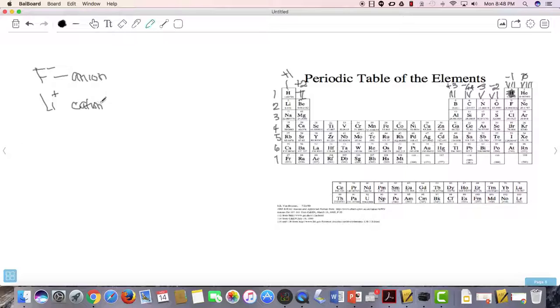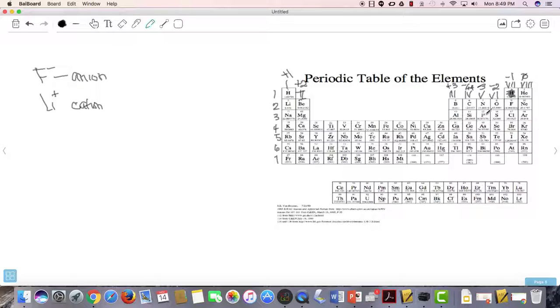So metals lose electrons to look like the noble gas that comes before it. Non-metals will gain electrons to look like the noble gas that comes after it. So let's take a look. What noble gas comes before lithium? Helium. So lithium will lose electrons to look like helium.